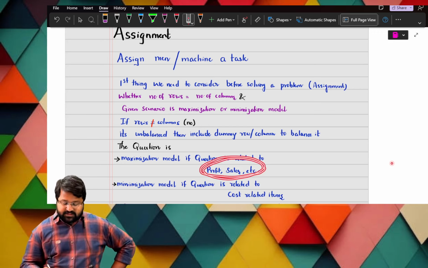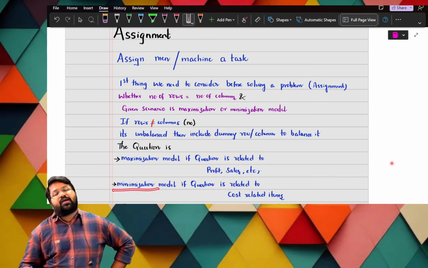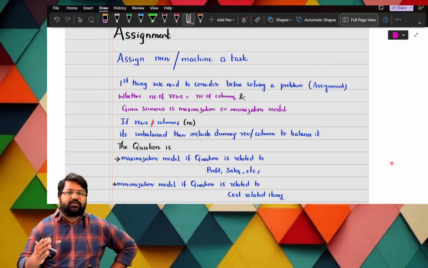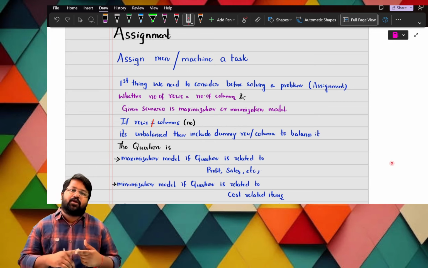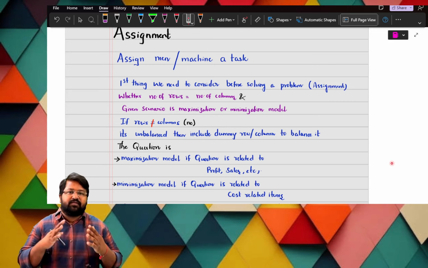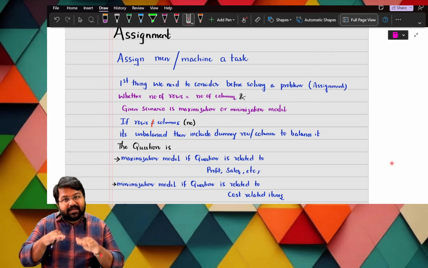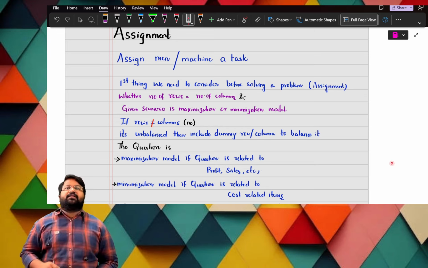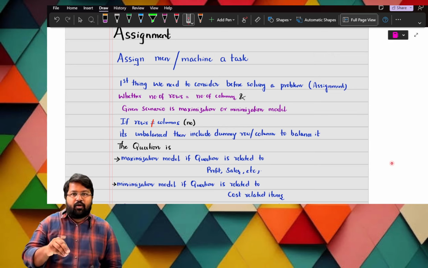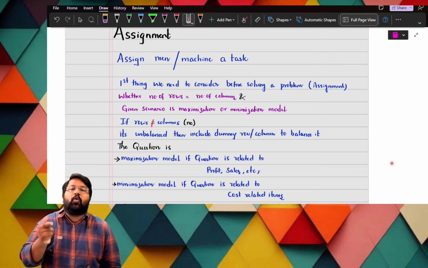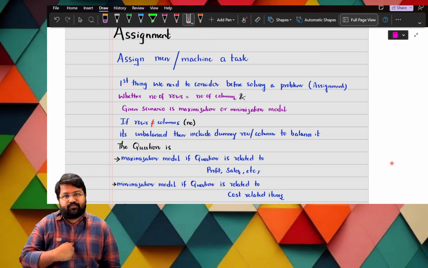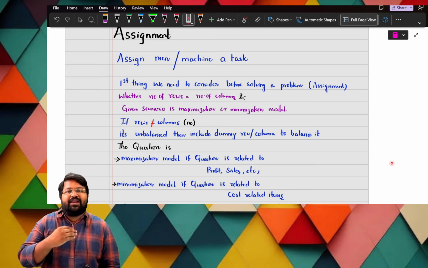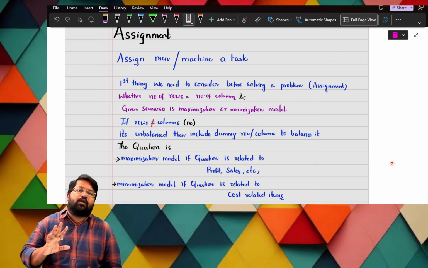What is the minimization model? The company thinks of minimizing cost, whether labor cost or machine hours. These things are related to cost, and the company will try to reduce those amounts. So maximize profit, minimize cost. This is the main motto. If the given problem is a minimization model, only then can we solve it. Assignment helps us deal with the minimization model.